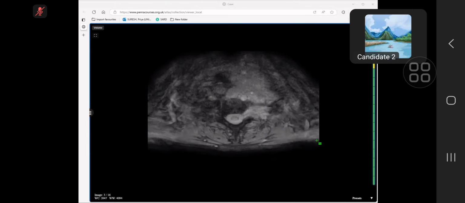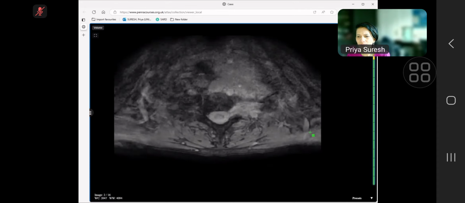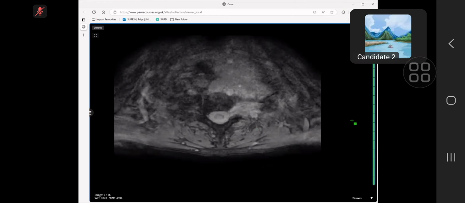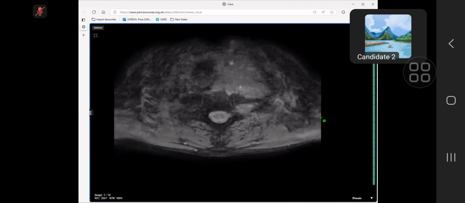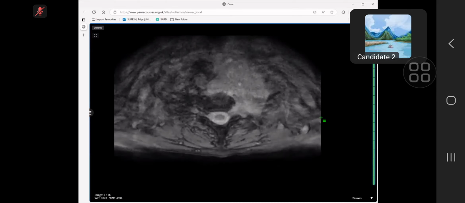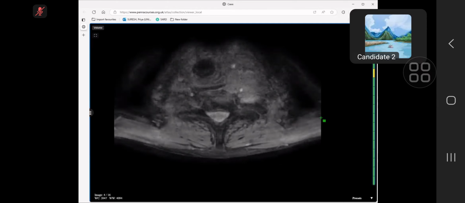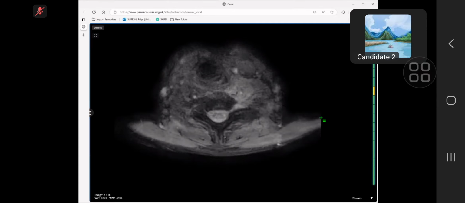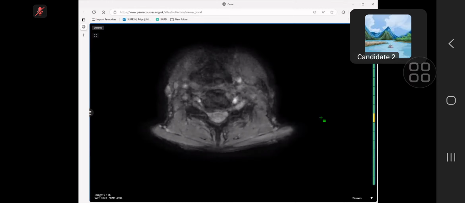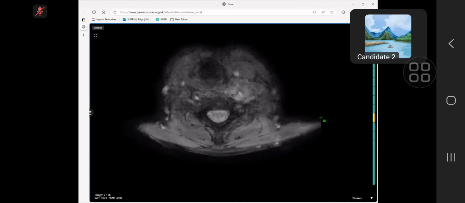Ma'am, this is the STIR image. Can I see the post contrast enhanced image as well? All this shows enhancement. Okay, so this is a Pancoast tumor, which is involving the underlying vertebrae, eroding the posterior elements, entering into the intervertebral foramen, and involving the nerve roots. It is also causing erosion of the adjacent clavicle and vertebrae.